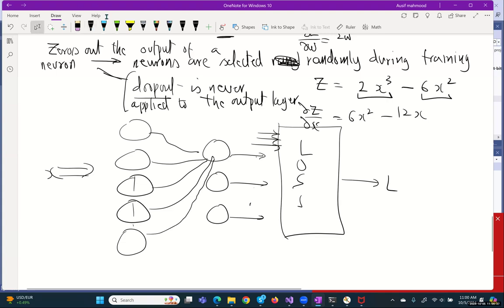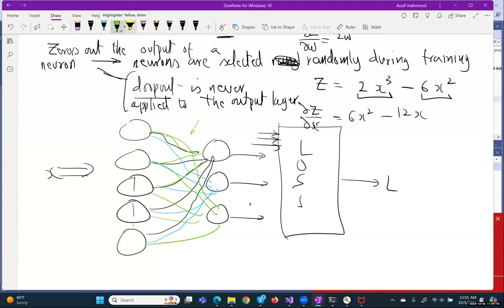Okay, let me use a different color. And similarly, let me use a different color. Oops, sorry. This should be going here. This should be going here. Anyway, okay. So we have these 15 weights going over there, right?